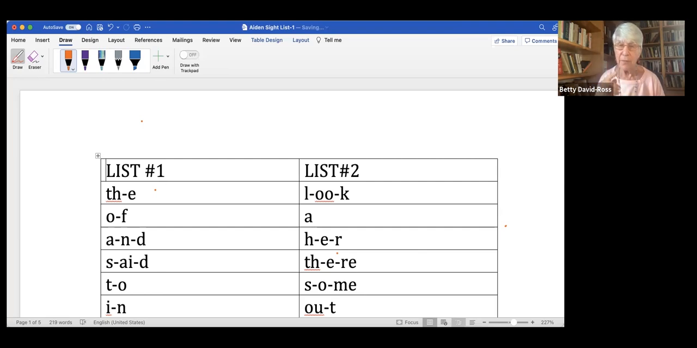So here are the steps. The first step, say the word. Second step, name all the letters in the word. Third step, name the individual sounds, make the individual sounds. Fourth step, write the letters that represent the sounds. Now, you may say, well, why bother naming the sounds? If my students know the letters, why do I have to name the sounds again?